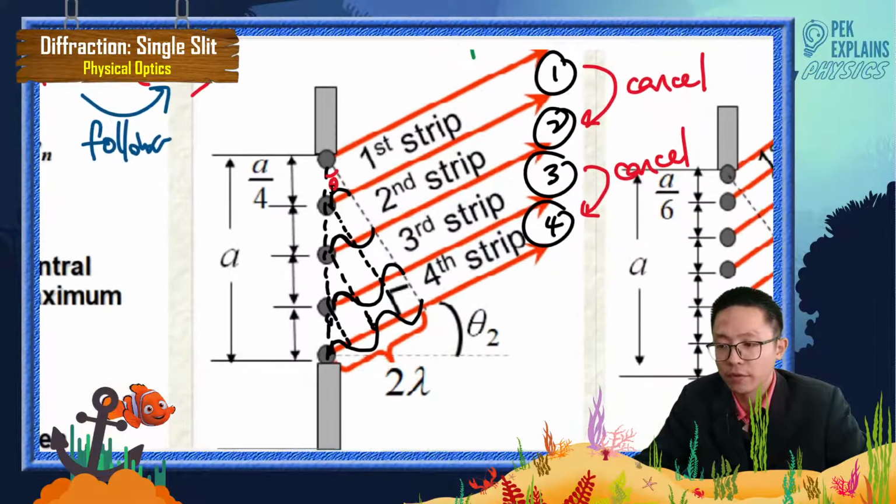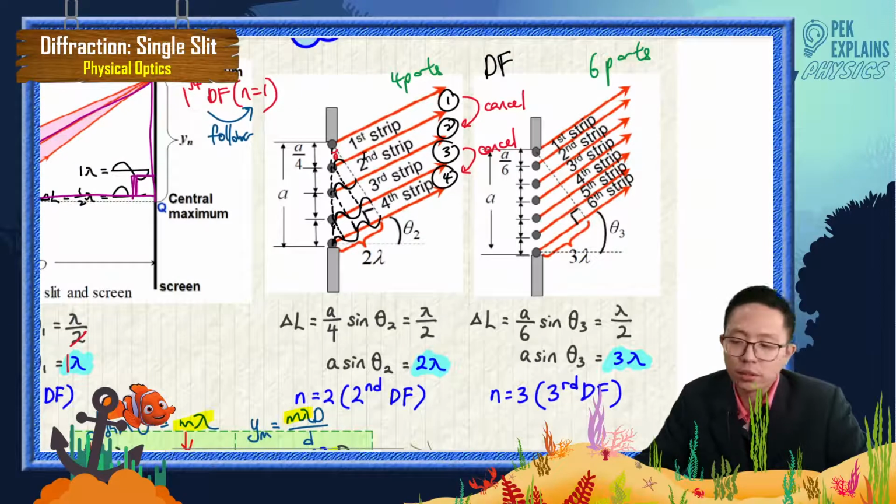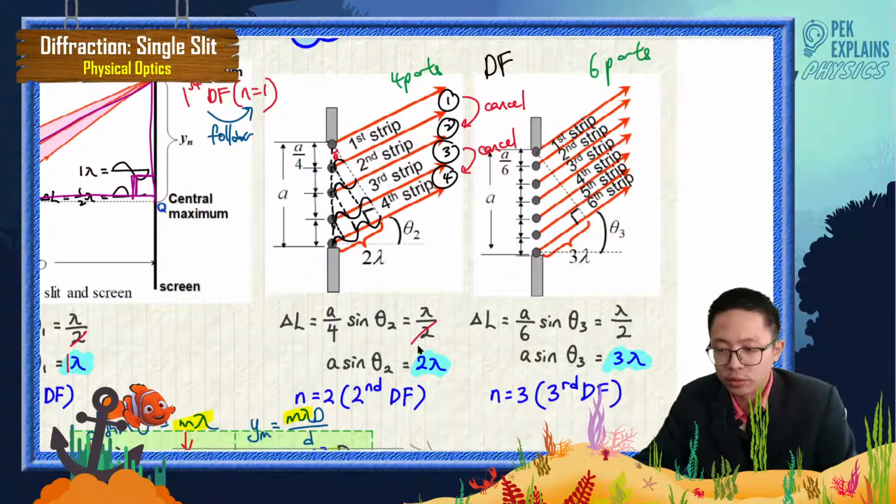Destructive interference, dark fringe. Okay, lambda over 2. So if we simplify the equation, these 2 cancel, this one becomes 2, and multiplying 2 above, we have A sin theta 2 equals 2 lambda. This one exactly means what? The whole width A has a path difference of 2 lambda. Here is 2 lambda, you see?